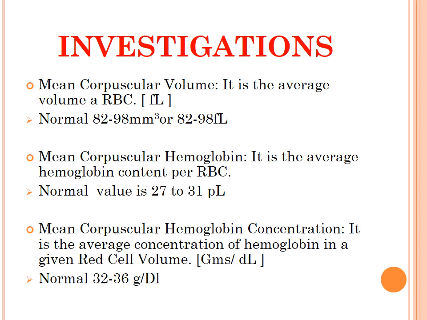And another is mean corpuscular hemoglobin concentration. It is the average concentration of hemoglobin in a given red blood cell volume.